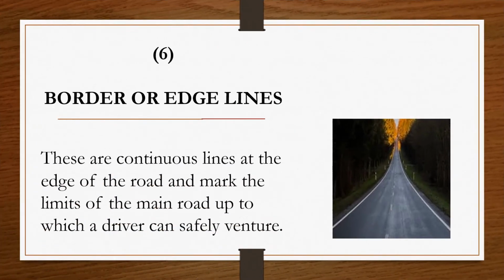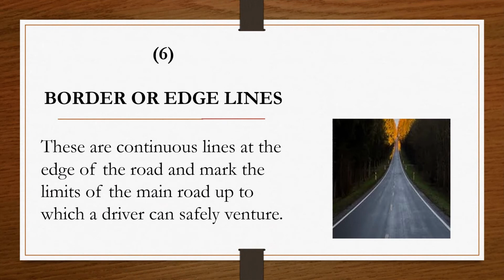6. Border or edge lines. Please see the given image. These are continuous lines at the edge of the road and mark the limits of the main road up to which a driver can safely venture.